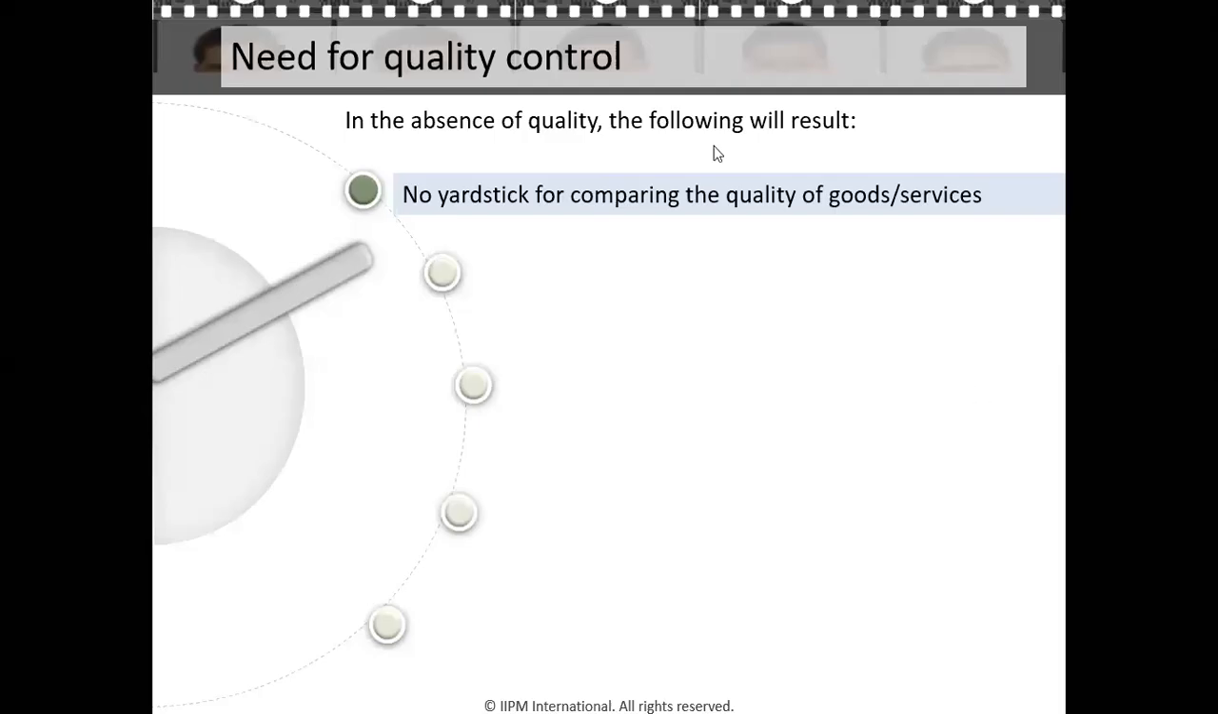So, the need for quality control. Although I've gone through this before the break, let me go through it again. In the absence of quality control, the following will result. There will be no yardstick for comparing the quality of goods and services.